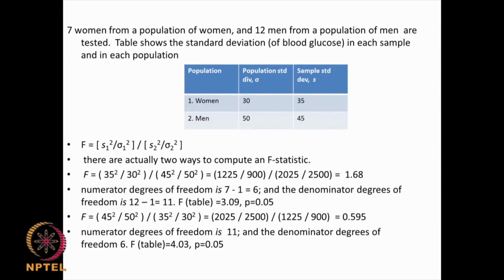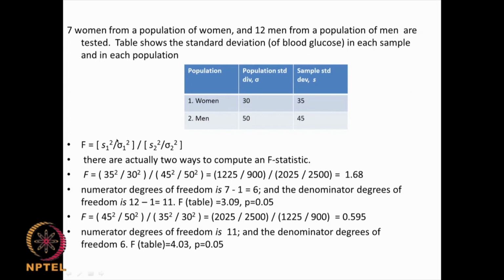So, for example, I am looking at 7 women from a population and 12 men from a population, and they are tested for something, blood glucose for example. So, it shows you the standard deviation of the blood glucose in each sample and in each population. So, this gives you the standard deviation of the population, this gives the standard deviation of the sample. Here I have taken 7 women and here I have taken 12 men, these are the samples.